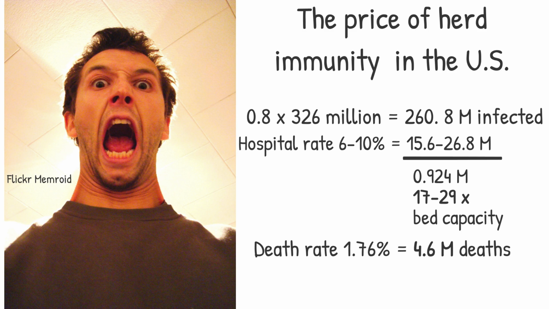However, our bed capacity is 0.924 million beds. In other words, the number of infected would exceed our bed capacity by 17 to 29-fold. The death rate under this approach is 1.76% of those infected die, which would translate to 4.6 million deaths.